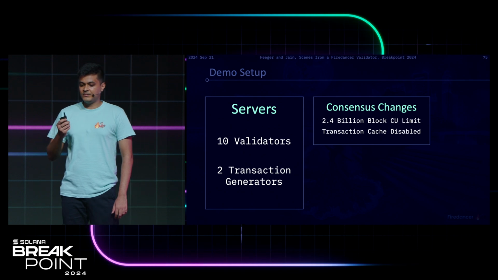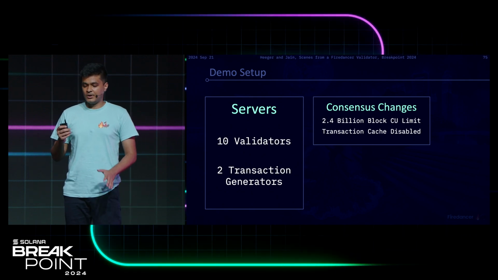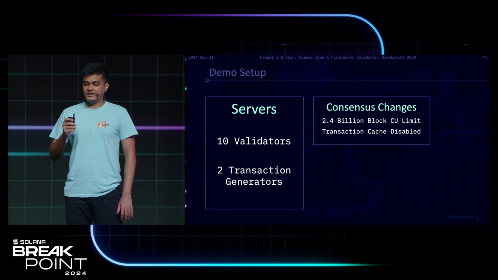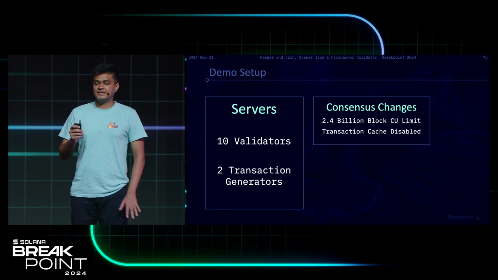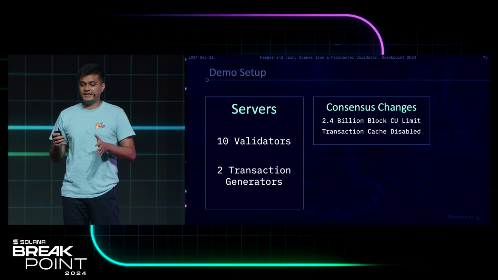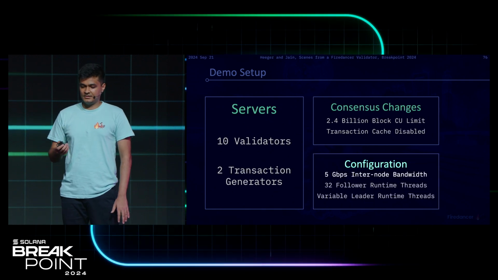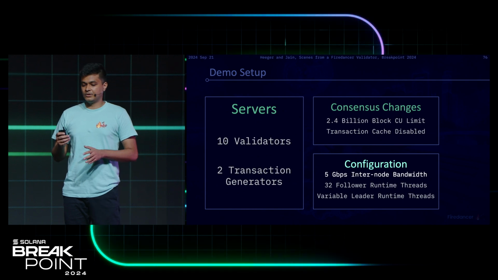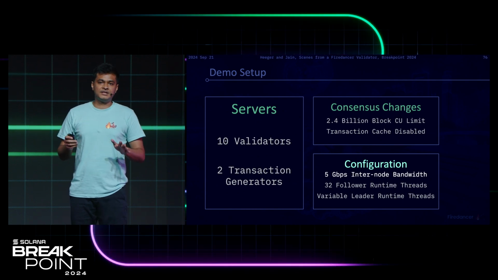The validators have been parameterized to have maximum block-level compute limits 50 times larger than Solana mainnet. We have disabled the transaction cache, as at the transaction rates we will show, our machines cannot meet the memory requirements to retain that number of transactions. The network has 5 gigabits per second of bandwidth between nodes and is thus unburdened by large transaction loads.